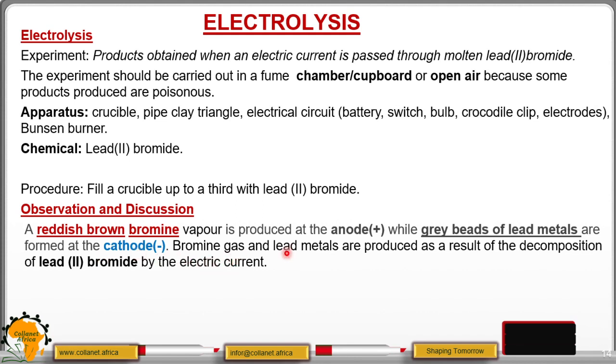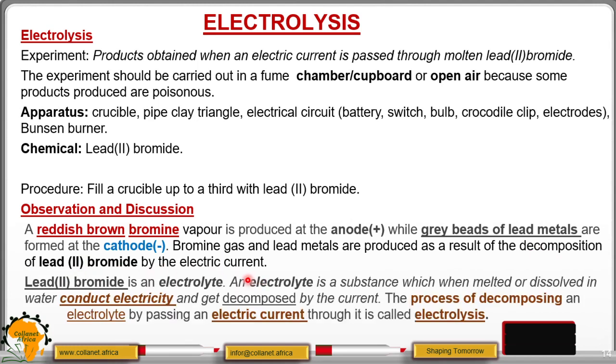Bromine gas and lead metal are produced as a result of decomposition of lead(II) bromide by electric current. So decomposition means breaking down of lead(II) bromide into lead and bromine. So that is what we call electrolysis. Lead(II) bromide is an electrolyte.